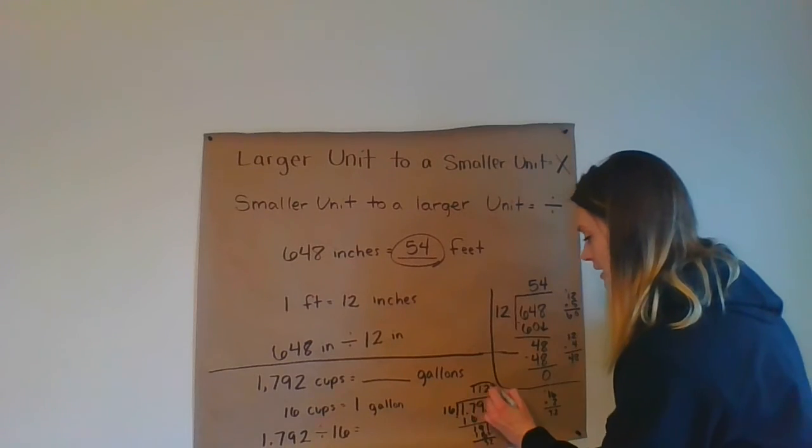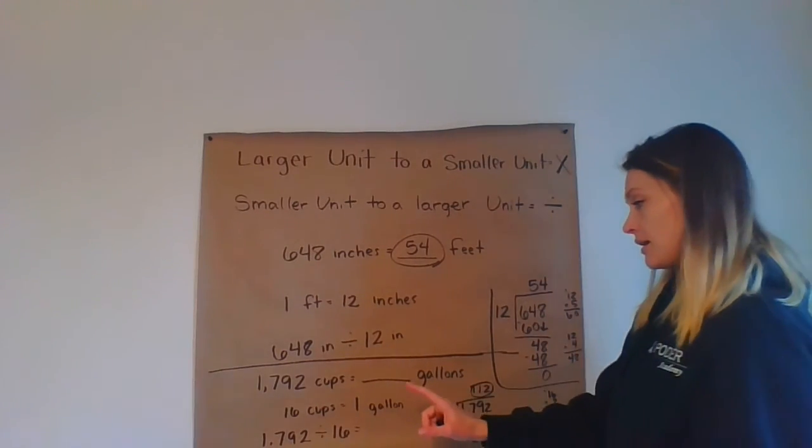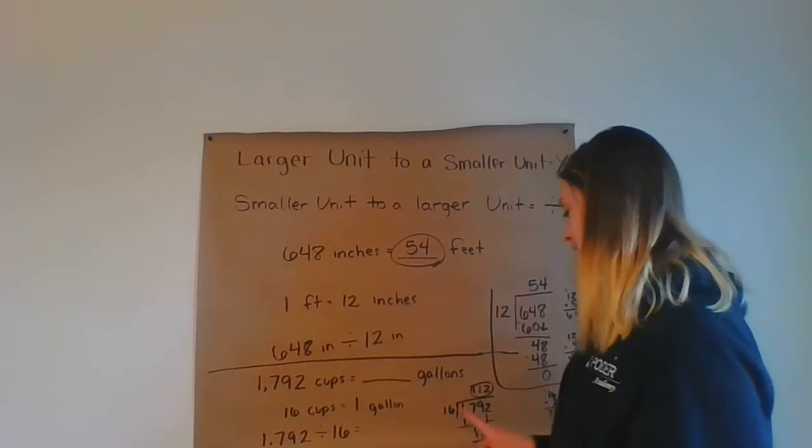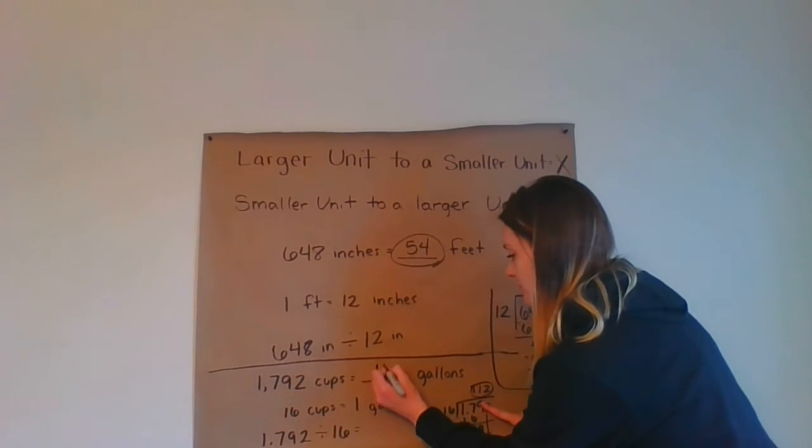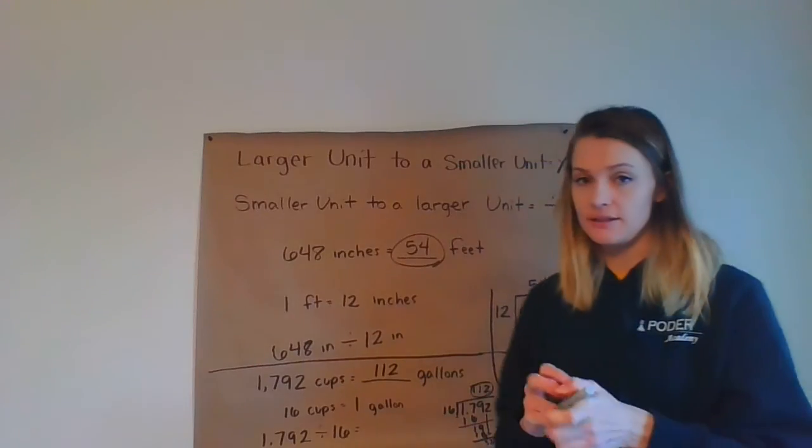So, how many gallons is 1,792 cups? It's 112 gallons. Okay?